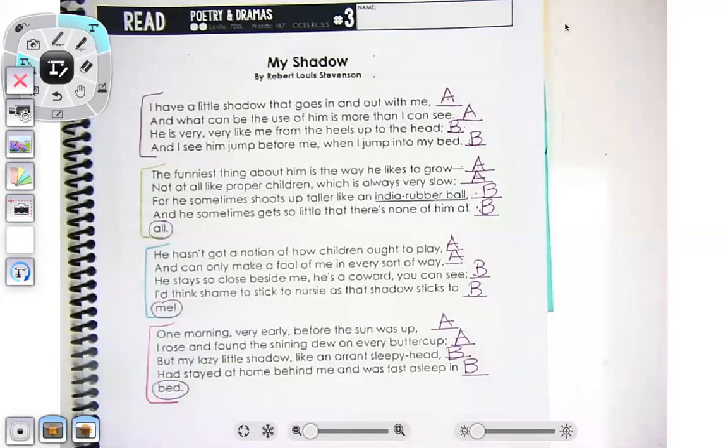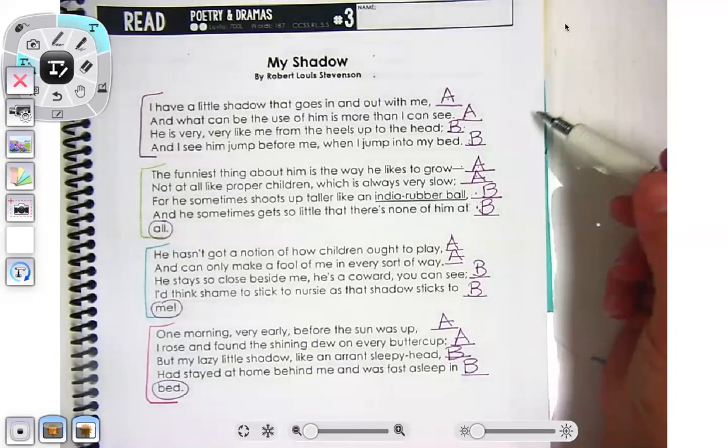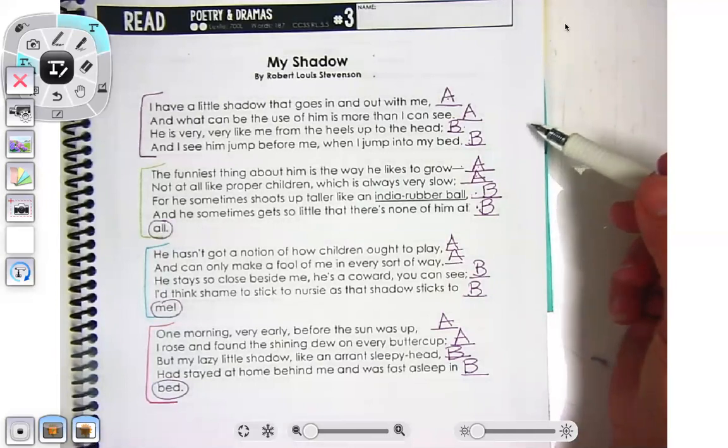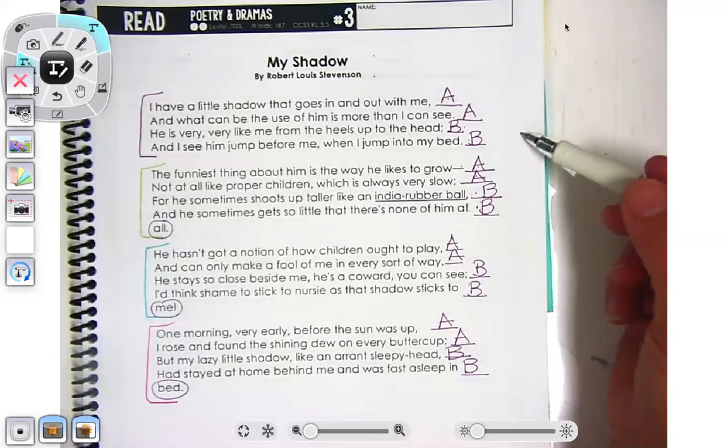Okay. Next thing I want to point out is, what is the reason for each stanza in the poem? Go back and let's reread. I have a little shadow that goes in and out with me, and what can be the use of him is more than I can see. He is very, very like me from the heels up to the head, and I see him jump before me when I jump into my bed.